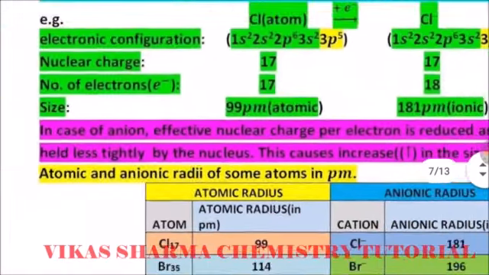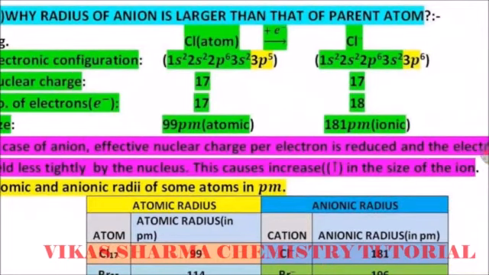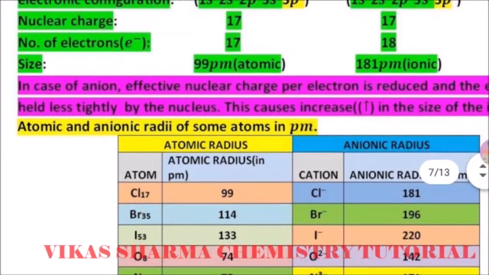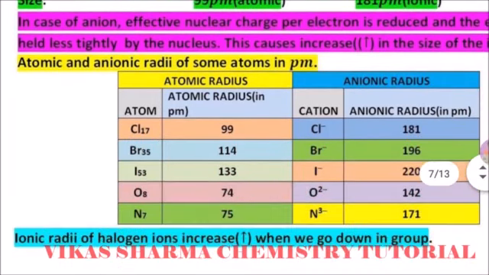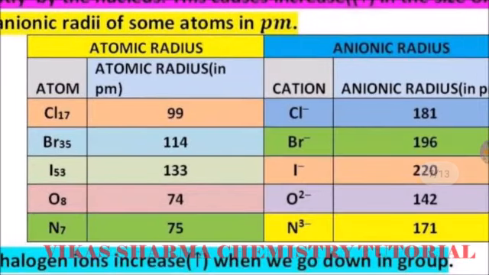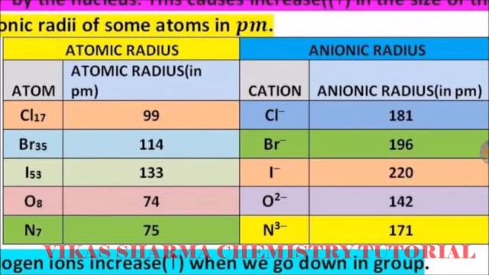So you know very well, when we move across the periodic table from left to right, the size goes on decreasing. Effective nuclear charge is reduced, so the size of an anion is always greater than the parent atom. Atomic and anionic radii of some atoms in picometers are given in a table. For example, the chlorine atom has an atomic radius of 99 picometer.